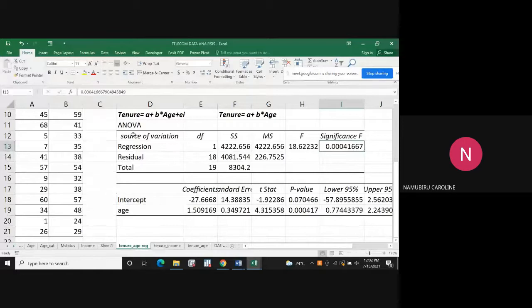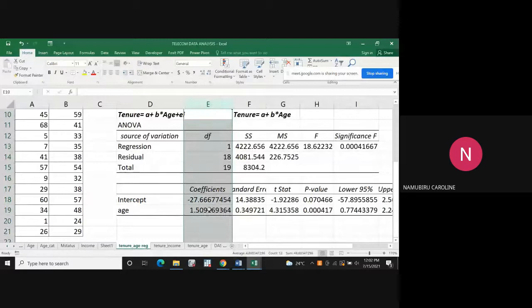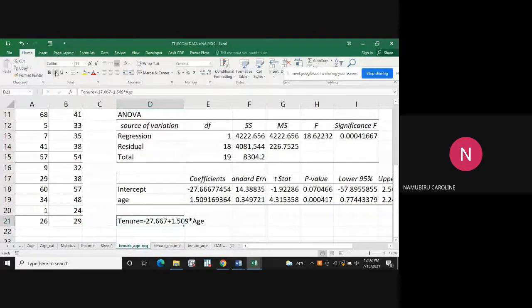But our interest in the class was on this here, which we call the coefficients. So this is our A, this is our B, or this is our C, this is our M. So we're ideally saying that our model is: tenure is equal to negative 27.667 plus 1.509 times age. This is the model we are having.